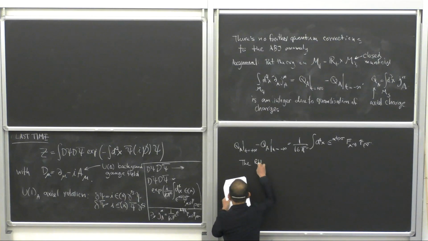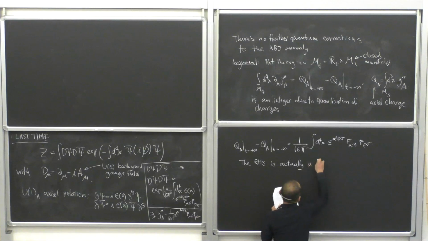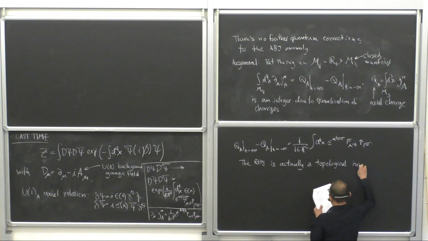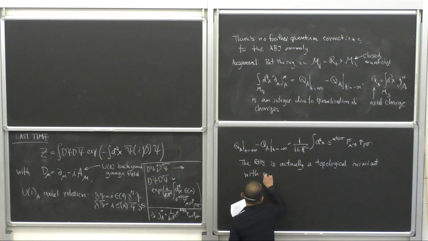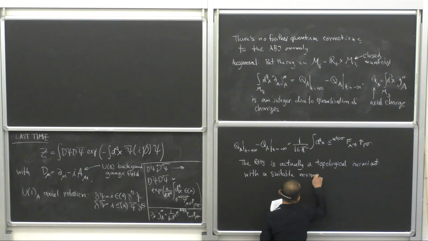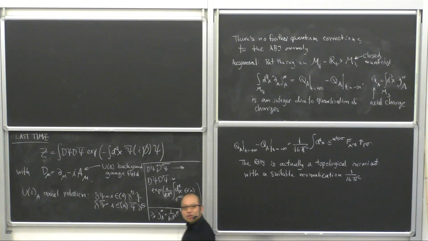The right-hand side is actually a topological invariant with a suitable normalization, 1/16π². So you can ask me, what do you mean by topological invariant? It means that it can change only when you change the topology of the gauge field.